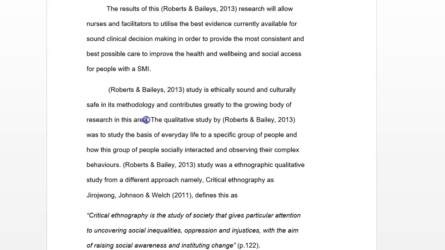I think if you want to make this sort of a statement, you would be better to talk about how this study has met ethical requirements first, with references, and is culturally safe, with references, and then go on and make that statement. But you have to have your evidence there, and I think otherwise you run into trouble with a statement like that.